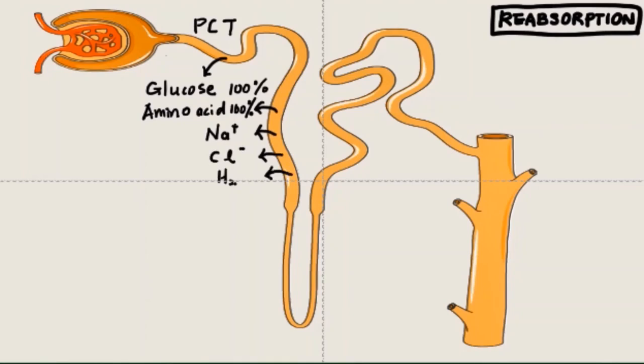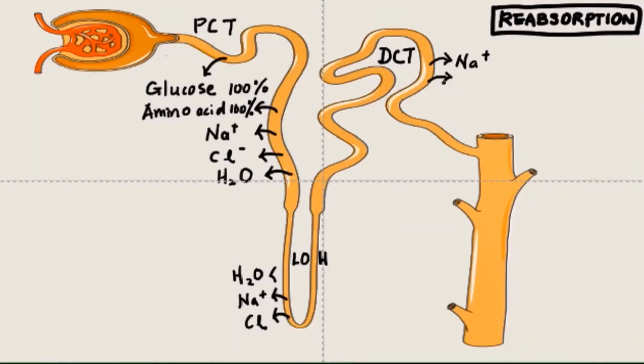Mineral ions such as sodium ion and chloride ion, as well as water molecules, also diffuse from the tubule into the capillary. In the loop of Henle, LOH, water and some mineral ions such as sodium ion and chloride ion are reabsorbed. In the distal convoluted tubule, DCT, the reabsorption of water and mineral salts takes place. In the collecting duct, water is reabsorbed.